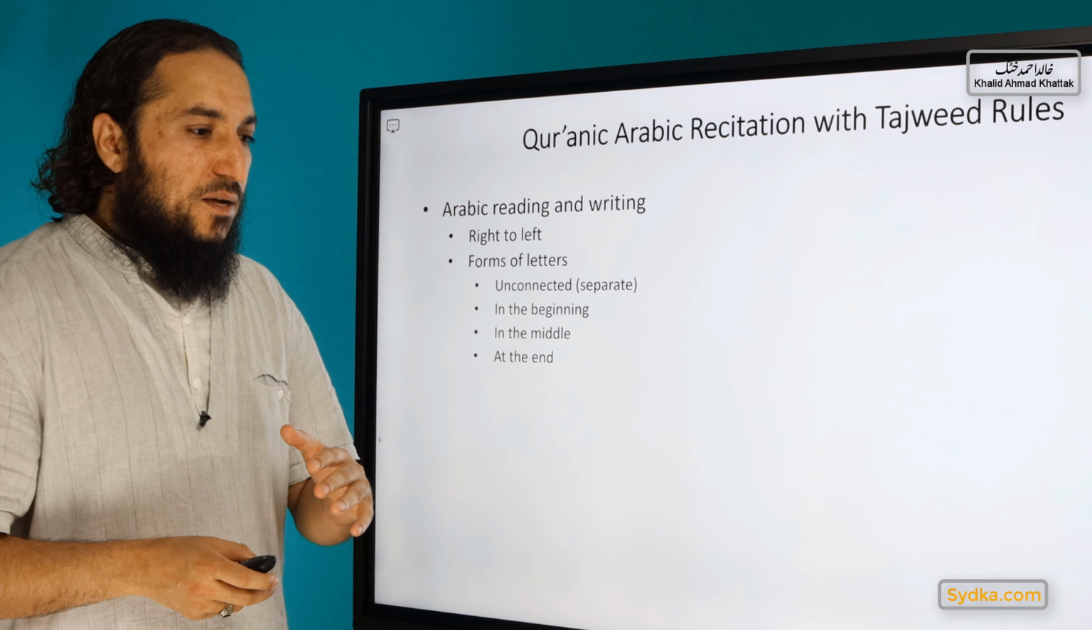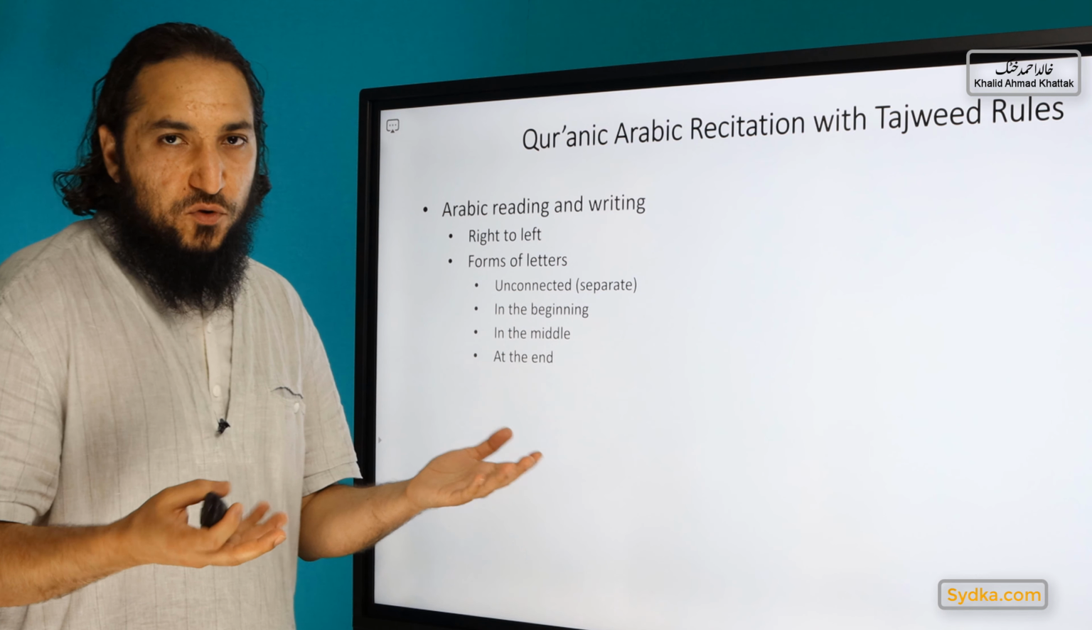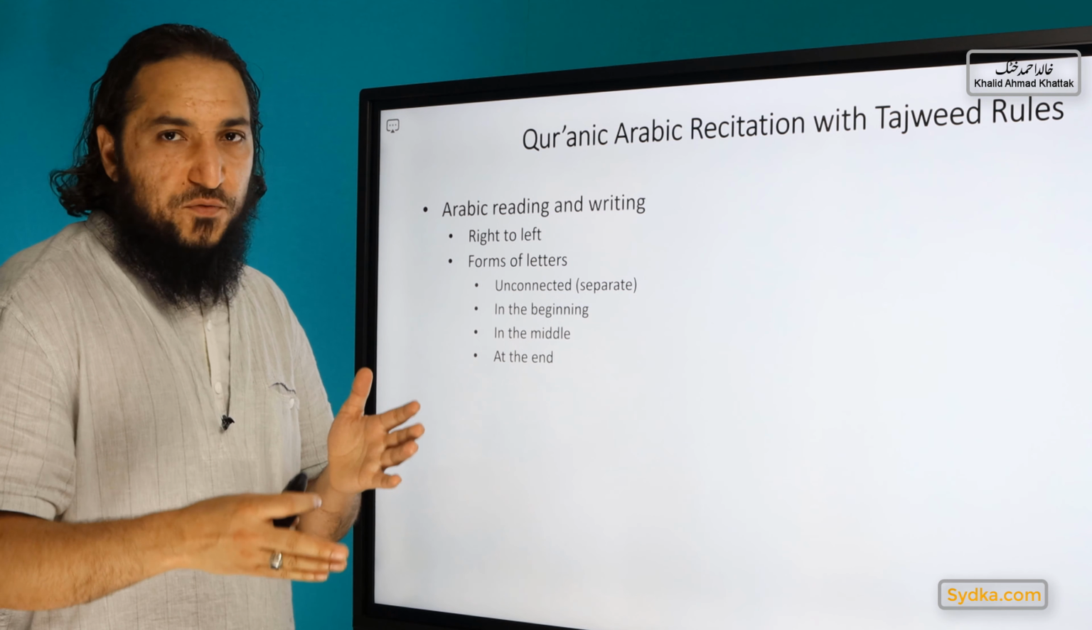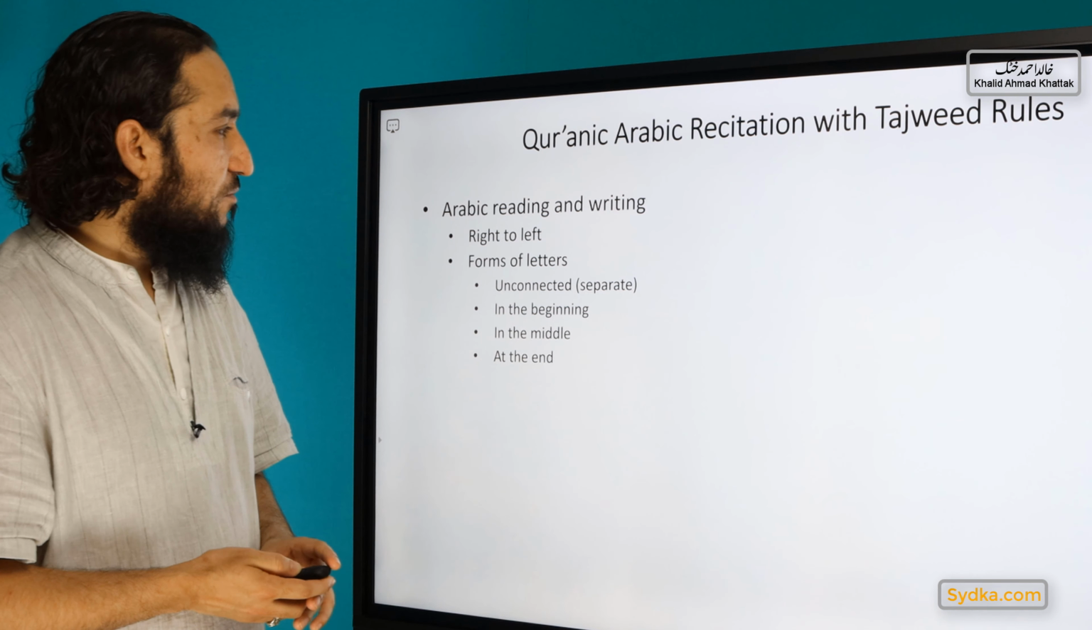If a letter is written independently, it has one form. If it's written at the beginning of a word, it's another form. It's different in the middle and at the end. We will see that in future lessons.